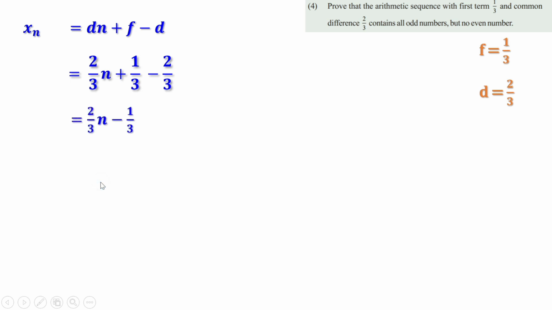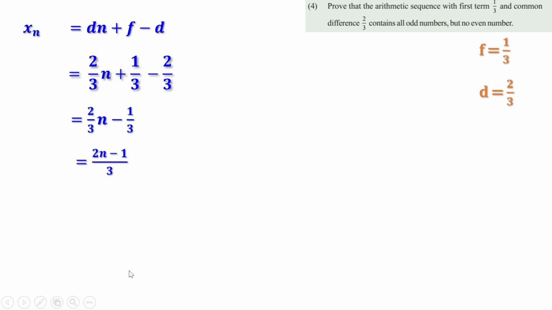So this can be written as 2 by 3n minus 1 by 3. The denominators are same, so we can write (2n minus 1) by 3. Now 2n means it's an even number, 2 into a number. When you subtract 1, we get an odd number. So the numerator is always an odd number. When you divide an odd number by 3, we get an odd number. So this sequence contains no even numbers.